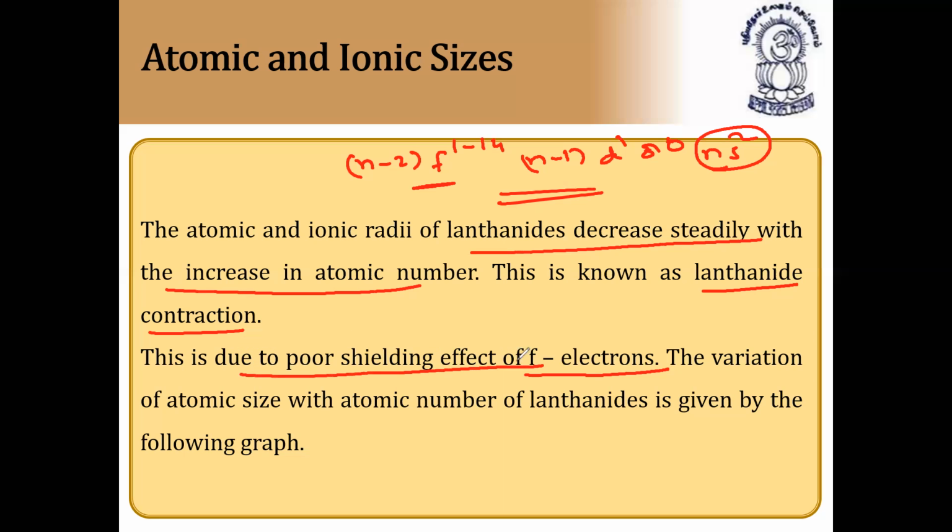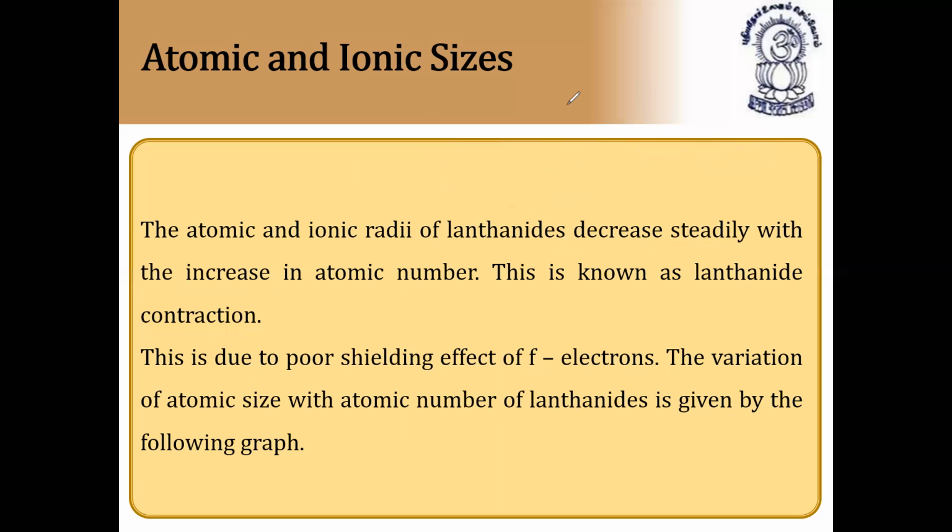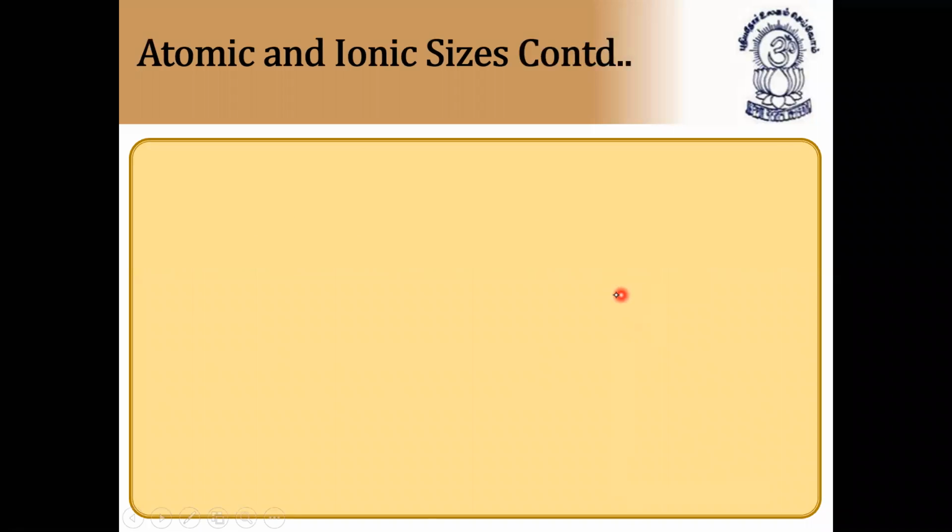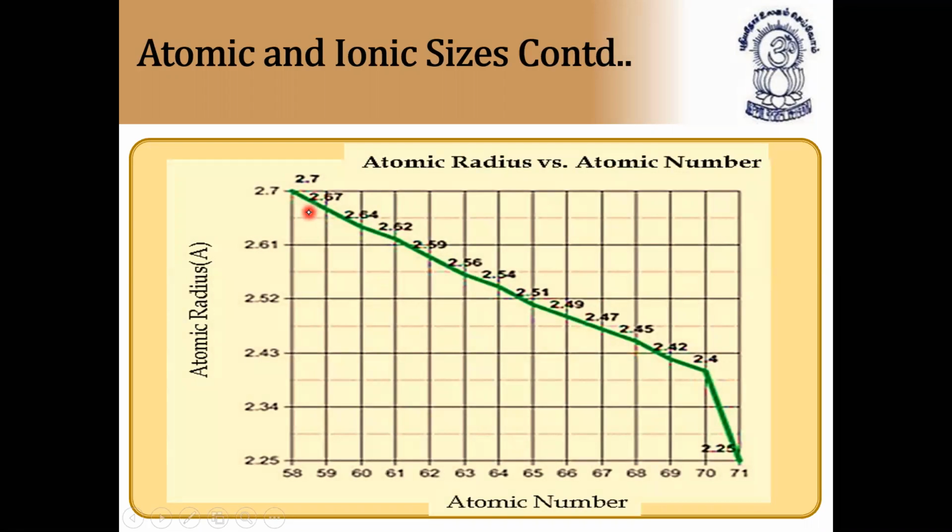The variation of atomic size with atomic number of lanthanides is given by the following graph. That graph is very important. Almost all the elements have similar atomic radius because of lanthanide contraction. You can see it is just from 2.7 to 2.25, so it's a very small, minute gap.